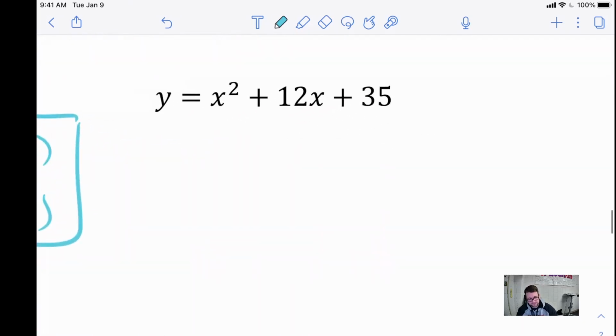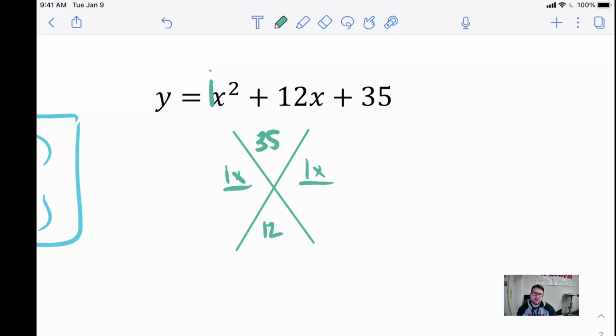So here we go. If we need to find the x-intercepts and we don't have a graph, we factor. So 1 times 35, that's 35. Positive 12 goes on the bottom. Okay. 1x here, 1x here. Two numbers that multiply to give us 35, that add to give us 12. How about 7 and 5? I think they're both positive too.